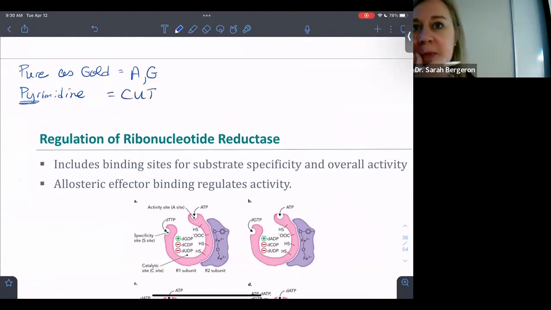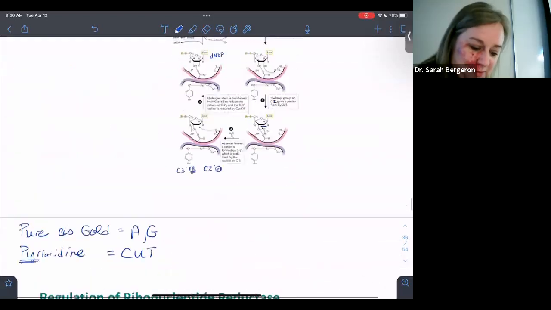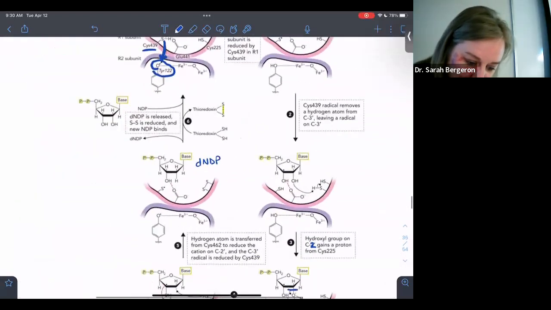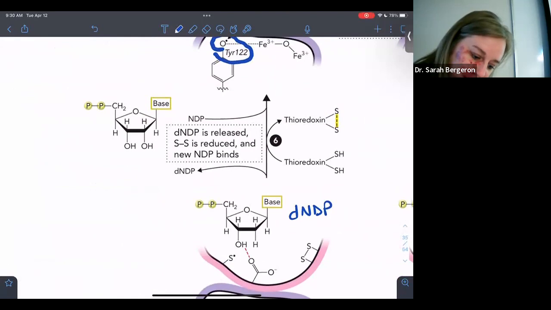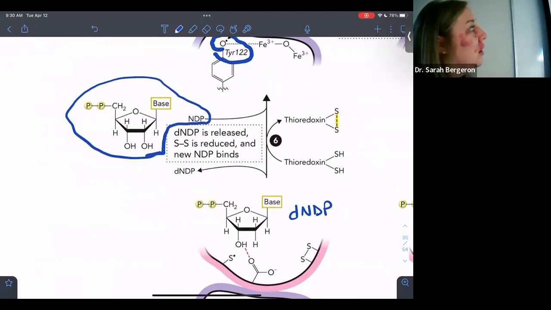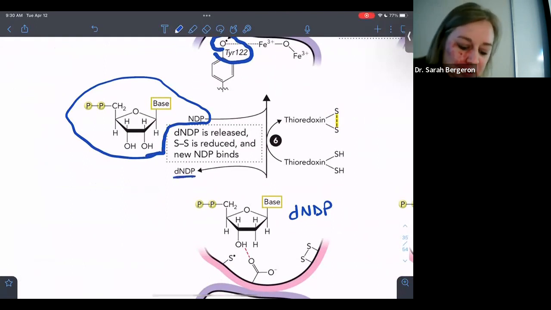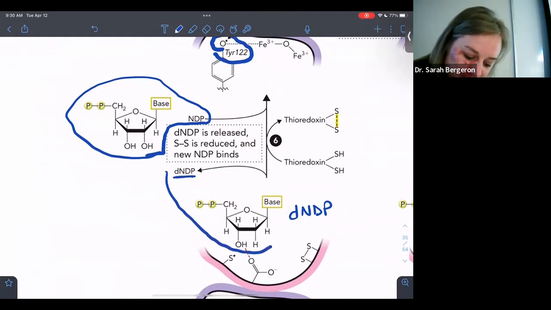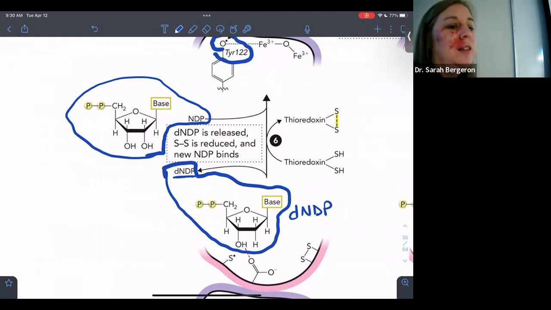Yes, ma'am. Back to the other slide, on step 6, the dNTP, it's showing one coming in. This one is a new one coming in. That's not the one being released. This is the one being released. Does that make sense? Everybody got that?